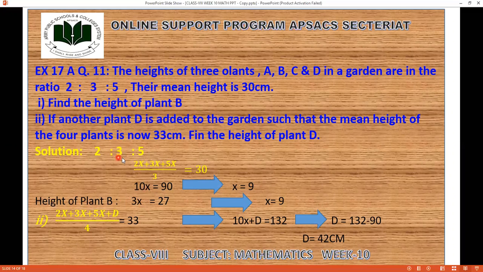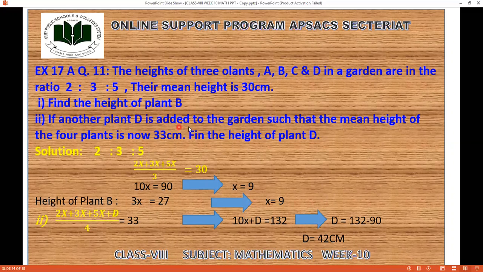So here I have to find the height of plant B. Height of plant B is 3x. So over here I put the value, 3x is equal to 27. So it means the height of plant B will be 27. Nine threes are 27, so this is the unknown value, that x is 9. By putting it in, I can find the value, that is 27. The x value is 9. By putting it over here, 3 nines are 27.